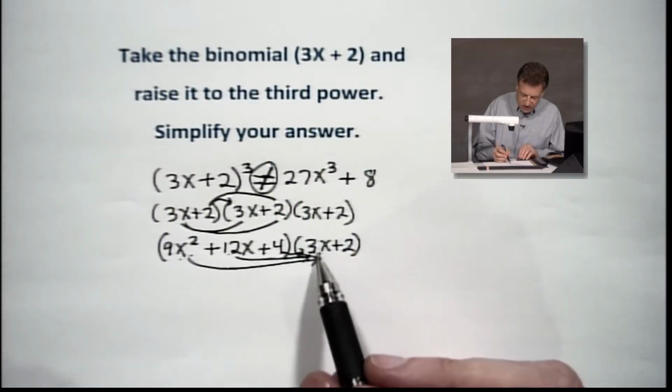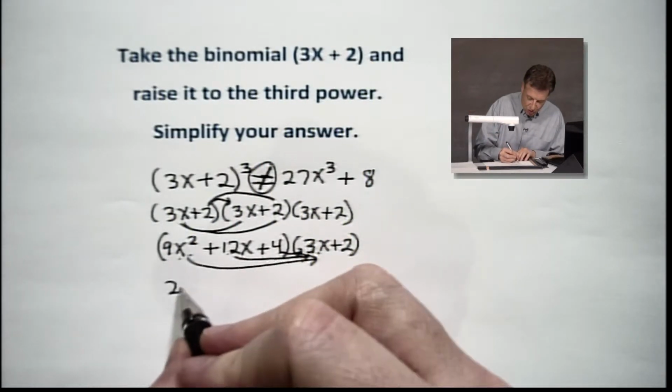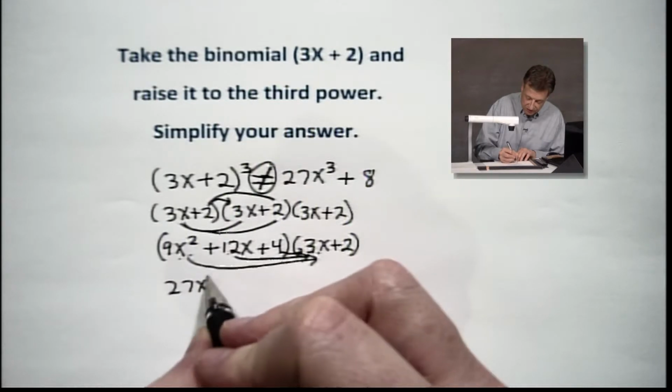So let's look at this. We're going to get 3x times 9x squared. That's what everybody said. I knew it was going to have a 27x squared. No, not x squared, but what? X to the third now. All right, so we'll put that together.